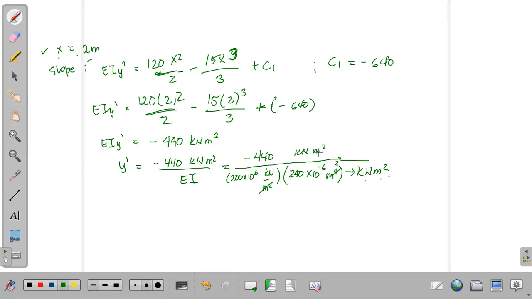Okay? So magka-cancel na yung unit natin dito. So ang magiging slope natin, wala tayong unit. Ang unit natin dyan is in radian since this is a rotation. Walang unit na matitira, di ba? In radian. So, ilan yung value natin for the slope?